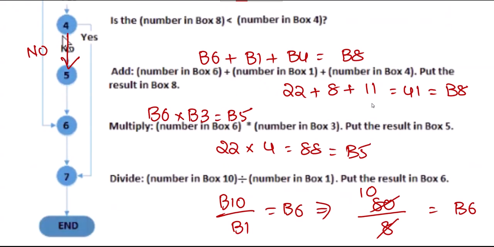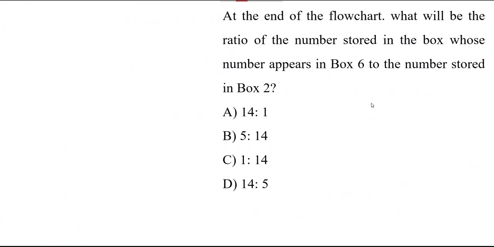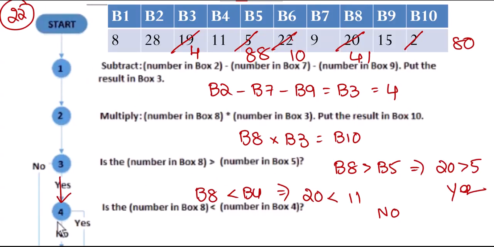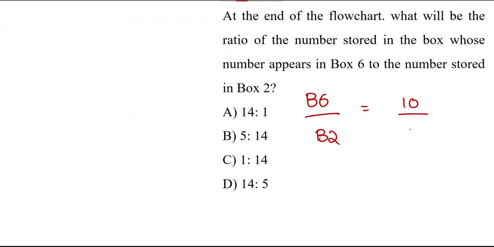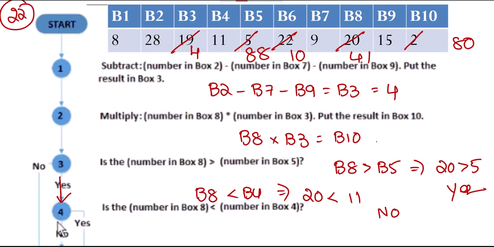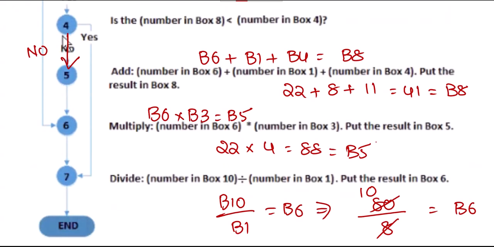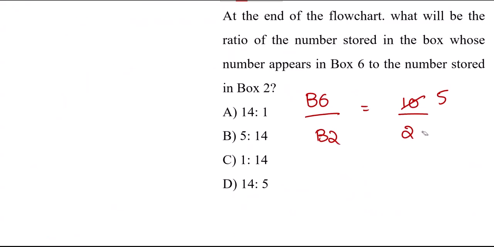Now finally, what is the question? At the end of the flow chart, the ratio of box 6 and box 2. Box 2 is not updated anywhere. Box 6 is 10, box 2 is 28. Which is 5 and 14. Option B. Option B is correct.